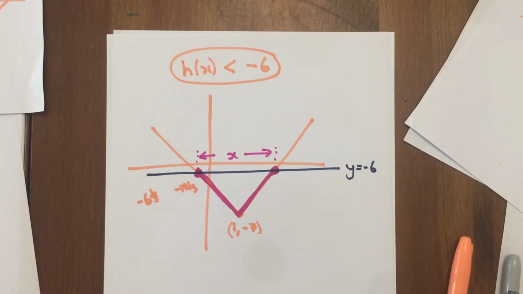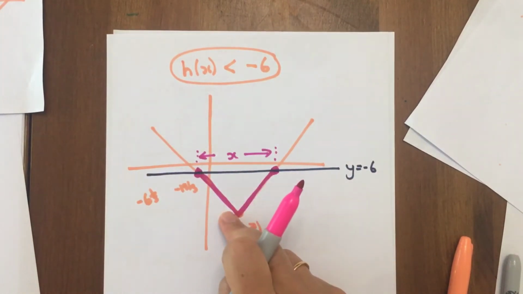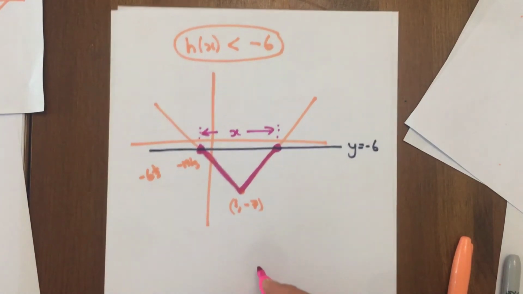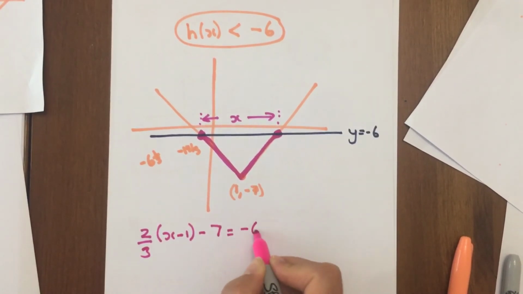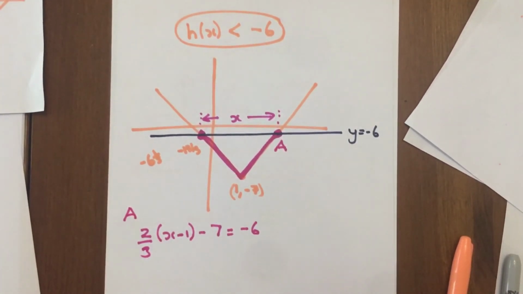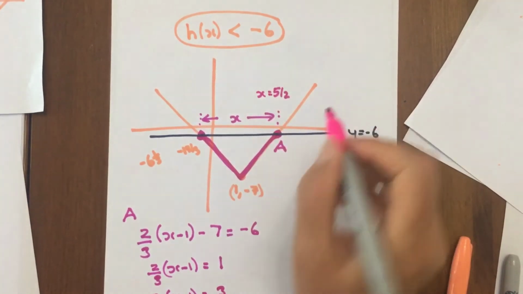So I need to solve when this positive modulus is equal to negative 6 and when the negative modulus is equal to negative 6. This is the positive modulus, equal to negative 6. This is point A that I'm finding now. If I solve that, I would have 2/3 x minus 1 equals 1. So 2x minus 1 would equal 3, so x will equal 5 over 2. Now does that make sense from the graph? Yeah, x is positive. So here my value of x is 5 over 2.